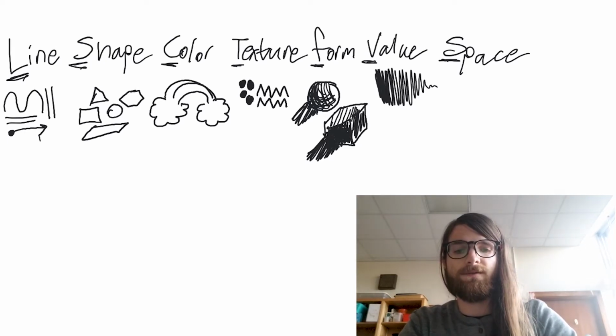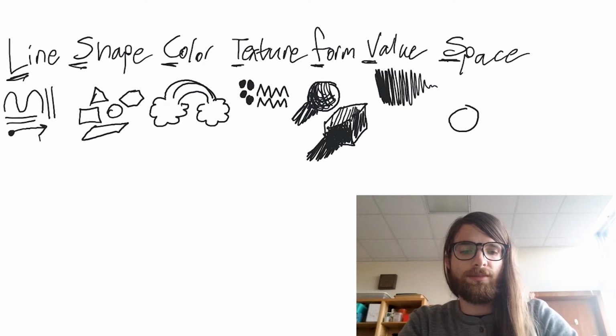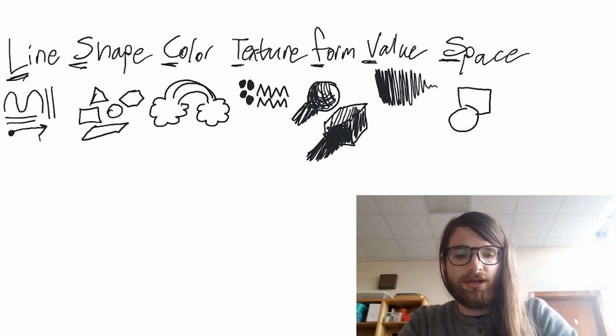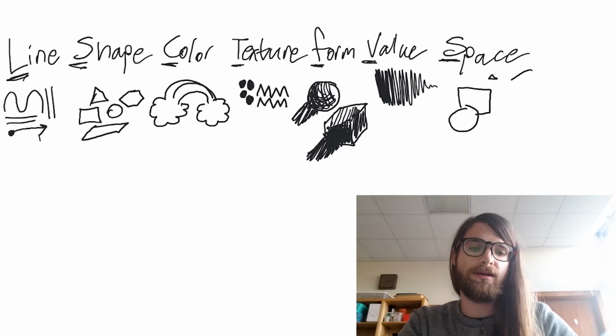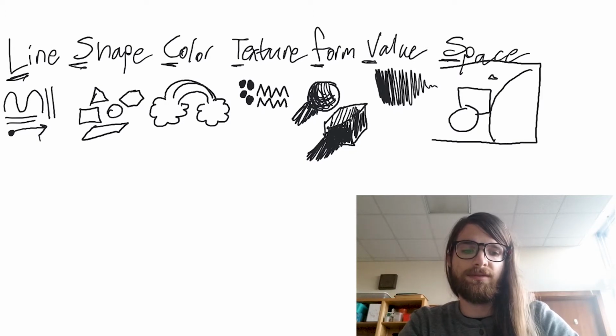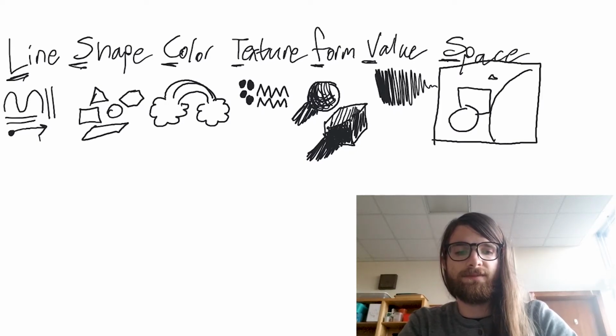So I'm going to draw a circle up front. I'll draw a square a little bit behind it. I'll draw a tiny little triangle way behind them all in the background. And maybe I'll draw a big part of something that's so close up to the front that we can't even see what it is. And I'll put it all in a little nice picture frame. Okay, so we got line, shape, color, texture, form, value, space.